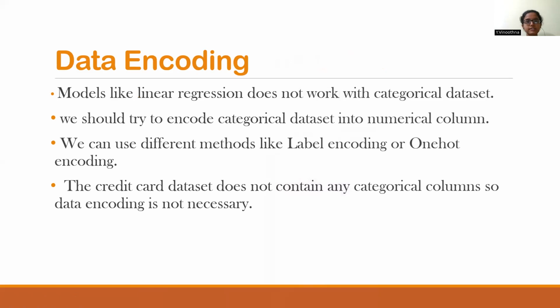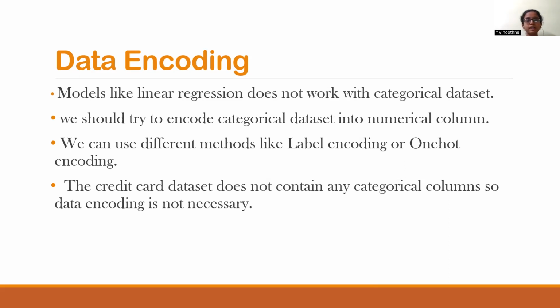Now another step in this EDA is data encoding. In many data sets, we can have some categorical data values, which means some words. If we consider gender as a column, it can contain only male or female. Those are called categorical values. So there is a chance to have categorical values in our data set. But due to these categorical values, some machine learning models like linear regression do not work. So we have to encode that categorical data into numerical columns.